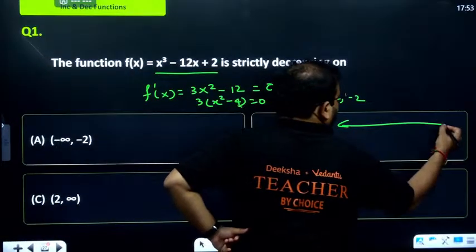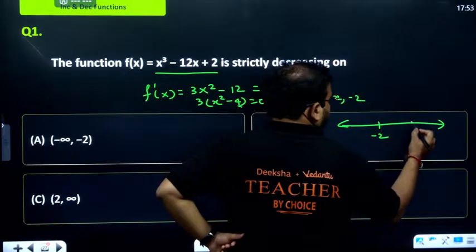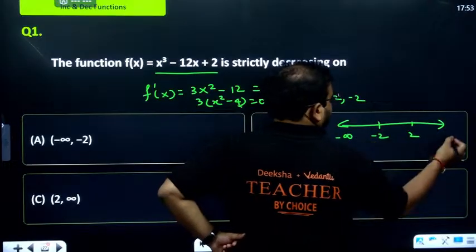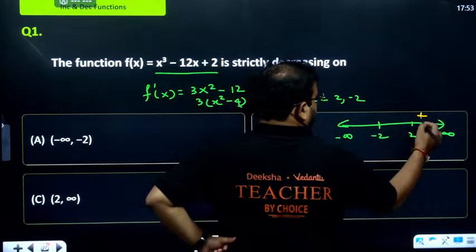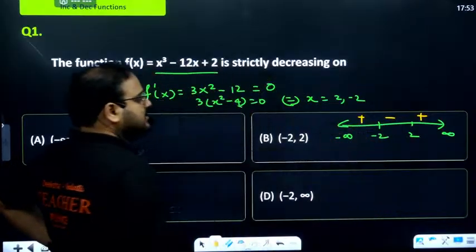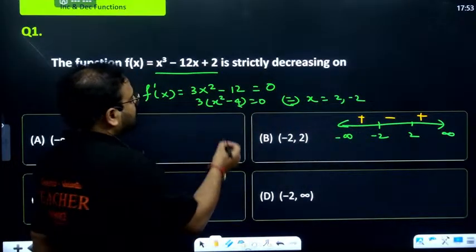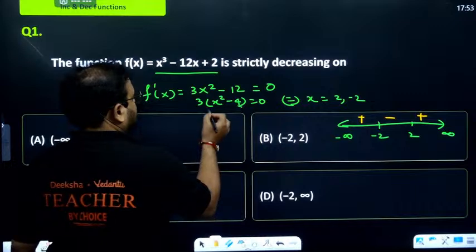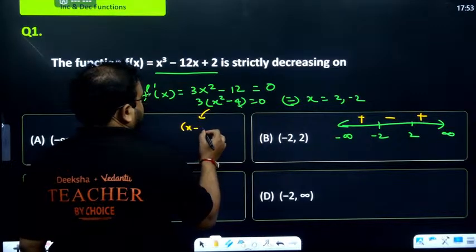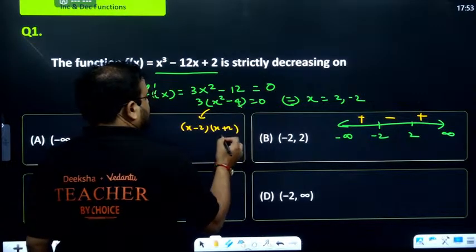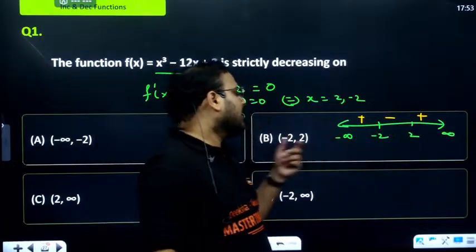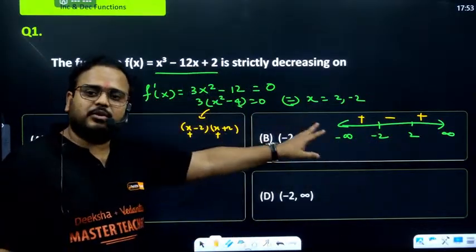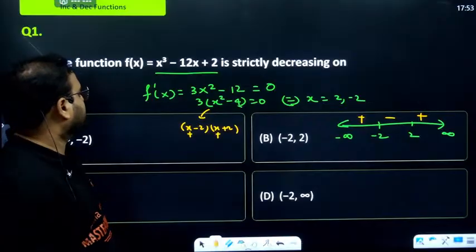Next step is to plot on the number line. Minus 2 here, 2 here, negative infinity and positive infinity. Plus, minus, plus is the interval sign, because the x square nature here is positive. If you factorize it, you'll have x minus 2 and x plus 2. You have plus and plus in both the cases. So I start with plus sign, and each of the factors is coming only once. That's why I can do sign change alternatively.